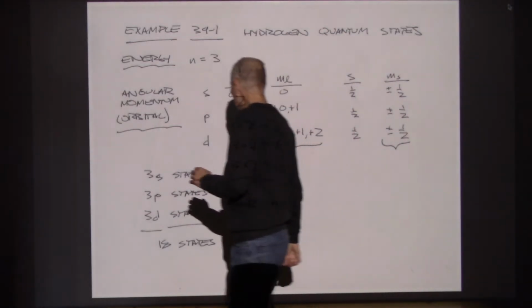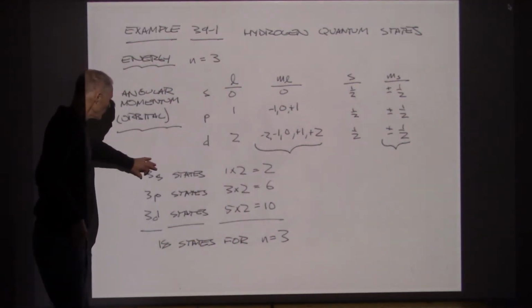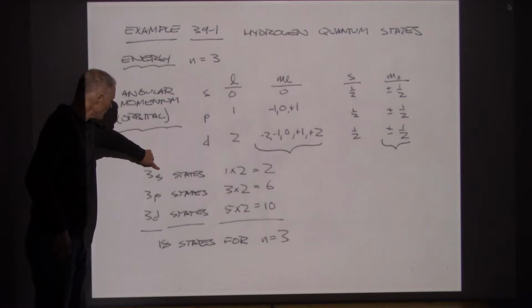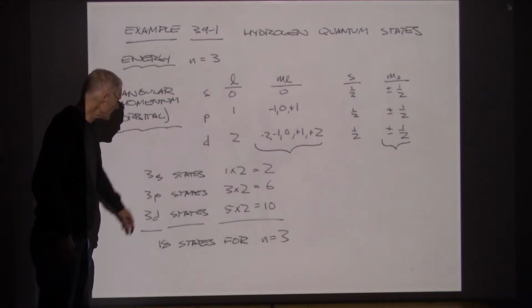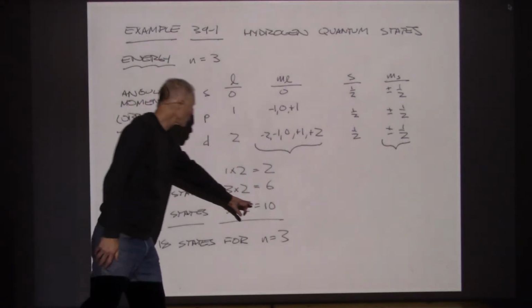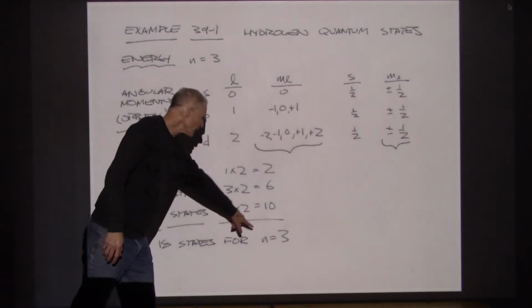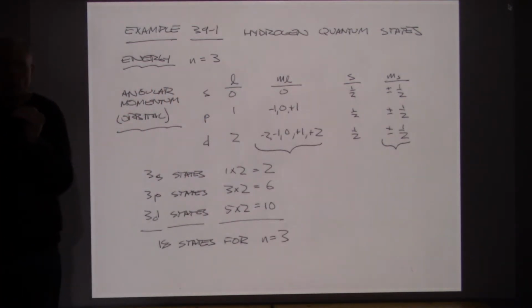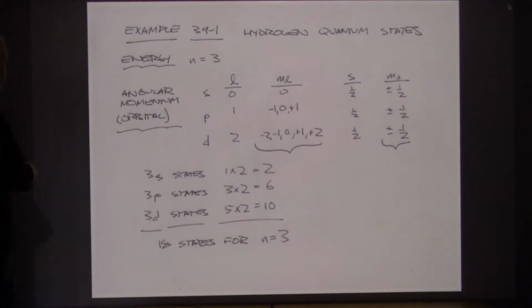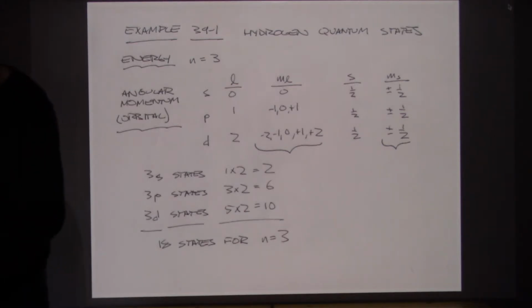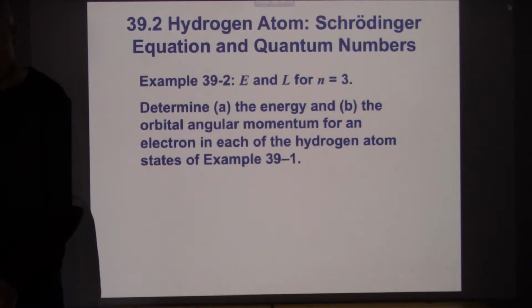So we would get 2 3s states, 6 3p states, same as what we've looked at before, and 10 of the 3d states. That says at a value of the principal quantum number n equals 3, there are 18 possible angular momentum configurations. 18 possible states at energy level 3.